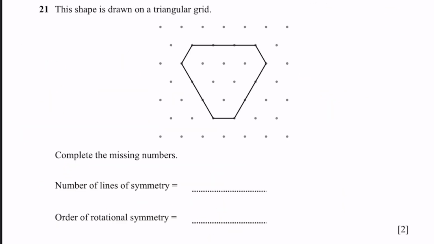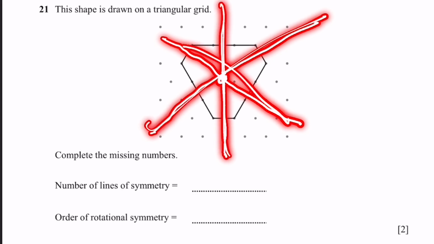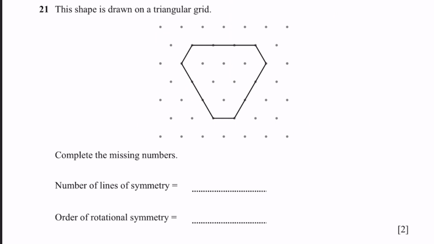Question 21. This shape is drawn in a triangular grid. Complete the missing numbers. Number of lines of symmetry. Over here, we can take this one, which is a vertical line. And then we can take this, 2, and this, 3. This point is the center point where they intersect. But the more important thing is we have 1, 2, 3 lines of symmetry. And that's the answer for a number of lines of symmetry.